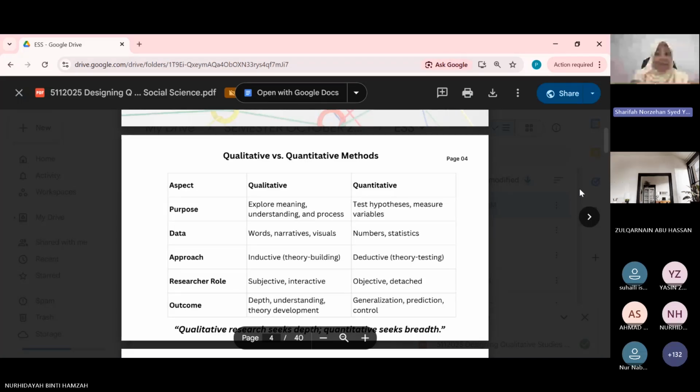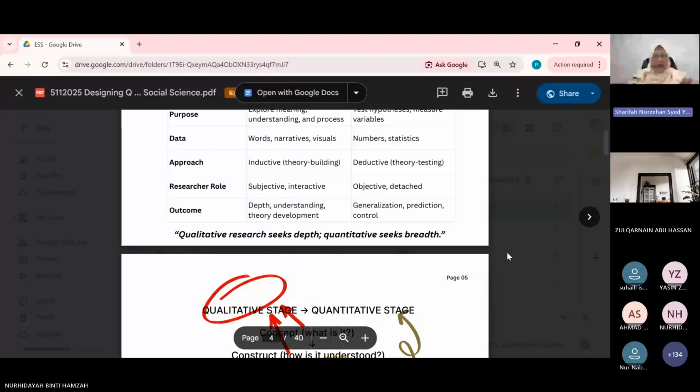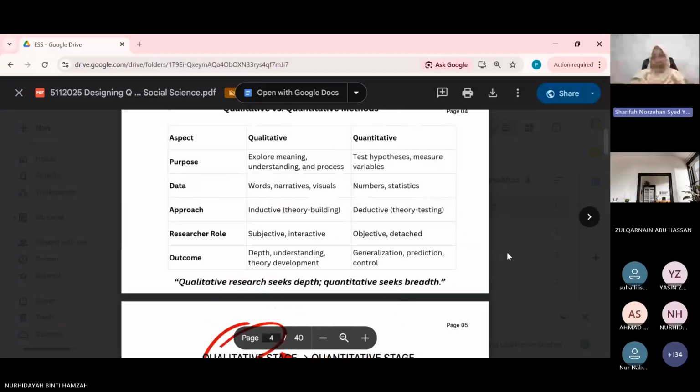In the context of quali, your role is very subjective and very much interactive. Whereas in the context of quantitative, it's more objective and you as a researcher are detached from your data. The outcome is very much in depth, whereas quanti is very much generalization.